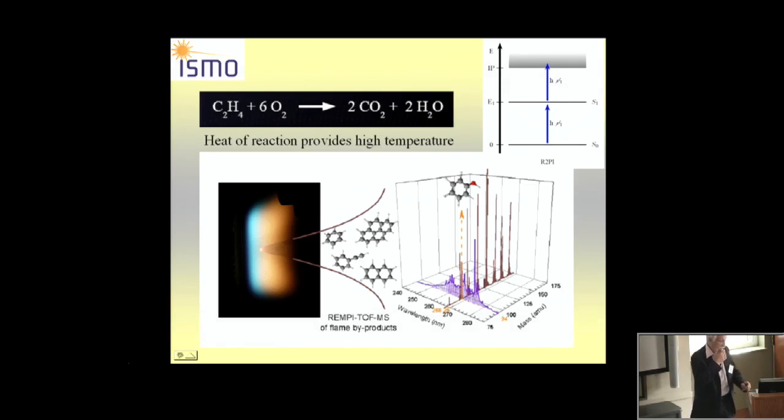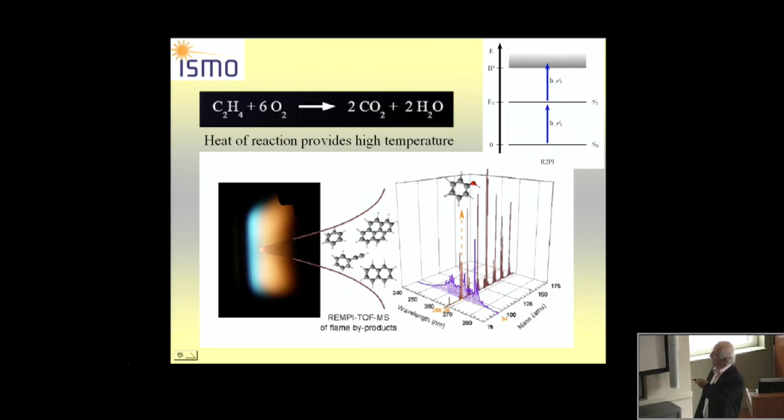Okay, so we have set up a combustion flame in a vacuum. This is a kind of summary of the work we have been doing. This shows an ethylene flame, with a quartz cone, a kind of well-known setup in the combustion community.